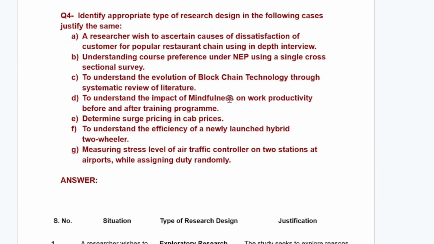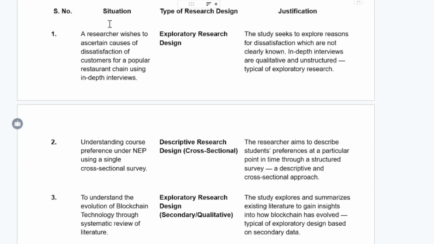Moving to the fourth question, here we have to identify the appropriate type of research design in the following cases. Now let's see. The first case is a researcher wishes to ascertain causes of dissatisfaction of customers for a popular restaurant chain using in-depth interviews. So in-depth interviews, here we have to use exploratory research design because the study seeks to explore reasons for dissatisfaction which are not clearly known. So in-depth interviews are qualitative and unstructured, typically for exploratory research.